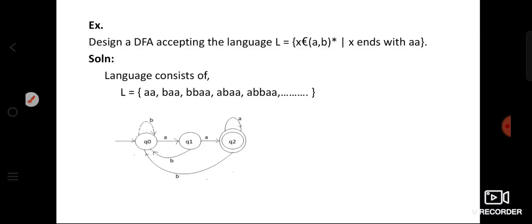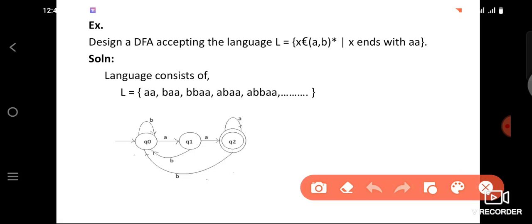We'll see the question. Your language is L = { X belongs to {A, B}* such that X ends with AA }. X is your string, made of the symbols A and B. Star means 0 or more occurrences, which means A is present in your string 0 or more times, and B is present in your string 0 or more times. Clear? Next, your condition is all the strings end with AA.